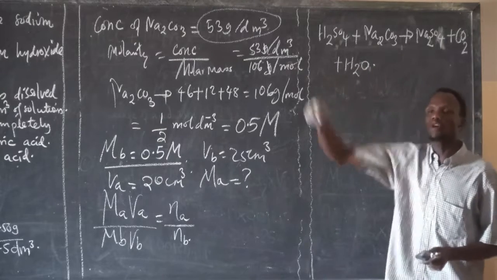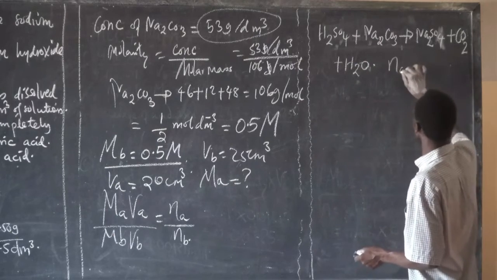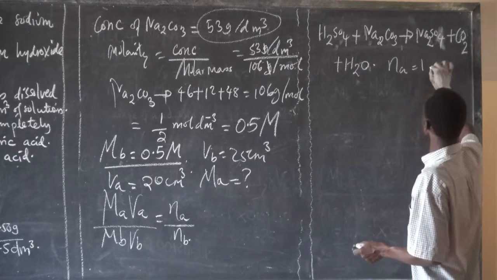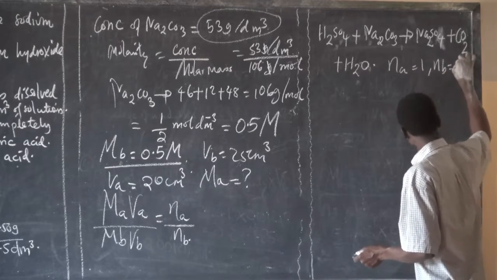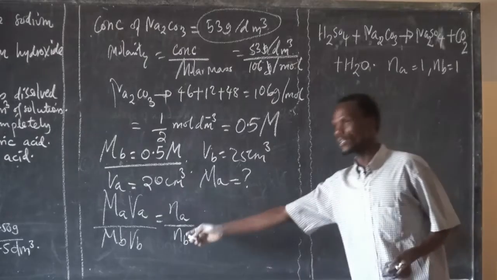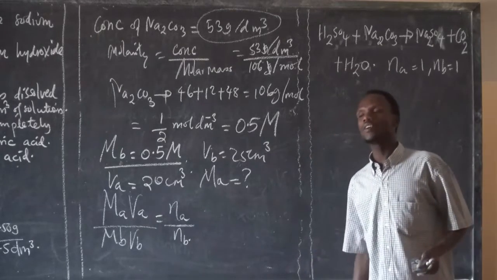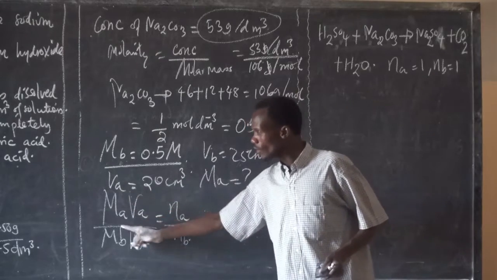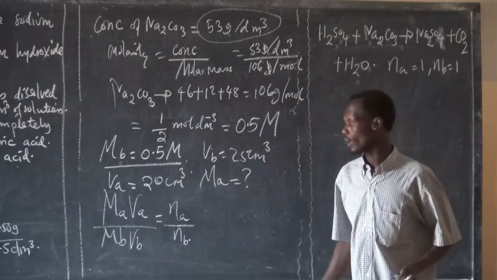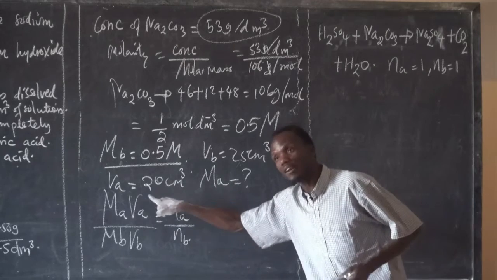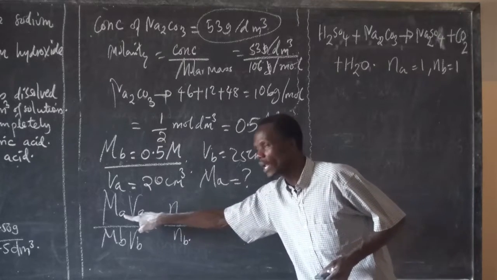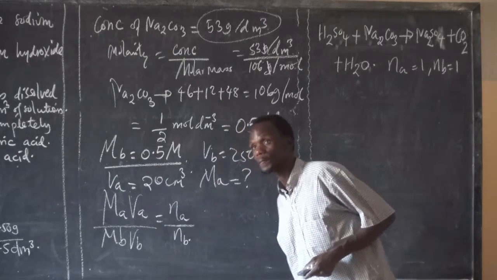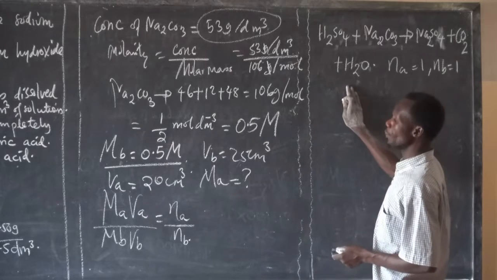From the balanced chemical equation, we determine the number of acid is equal to 1 and the number of base is equal to 1. Now let us substitute. What is the need of the equation? Determine the molarity of acid. That is what is missing. So let us make molarity of acid the subject of the formula. It is simple now.